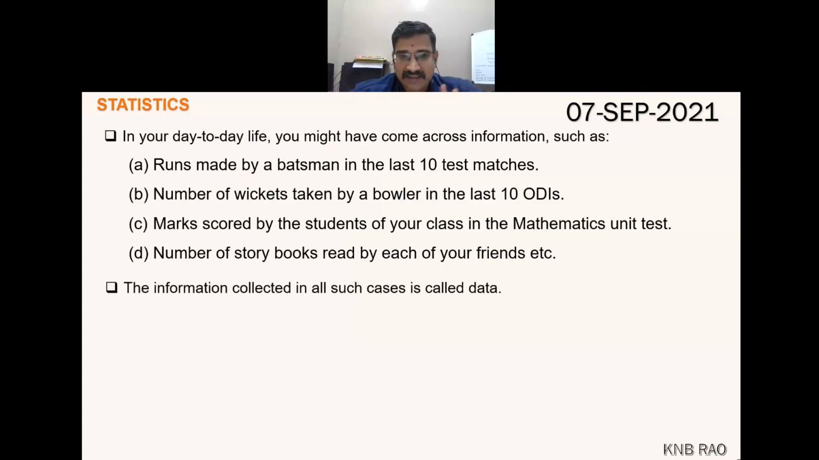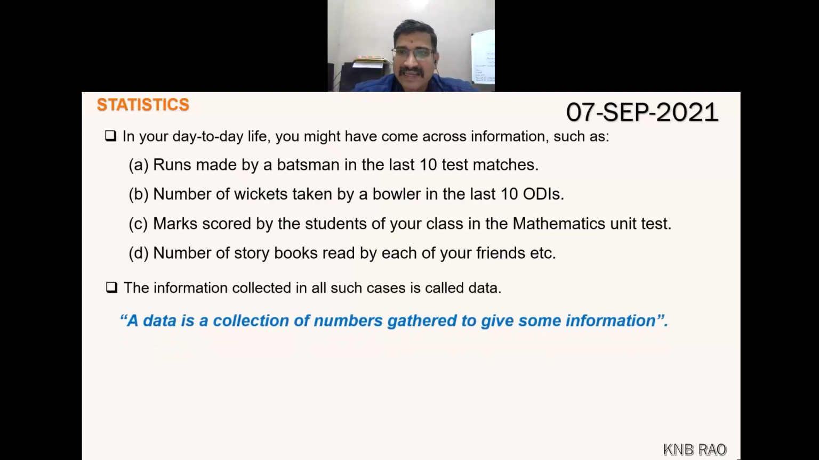So the information collected in all such cases is called data. And what is data? How do you define data? Data is a collection of numbers gathered to give some information. This is one important point. I hope it is clear for you. If it is clear, put a thumbs up. That's good. Let's move on to the next topic.